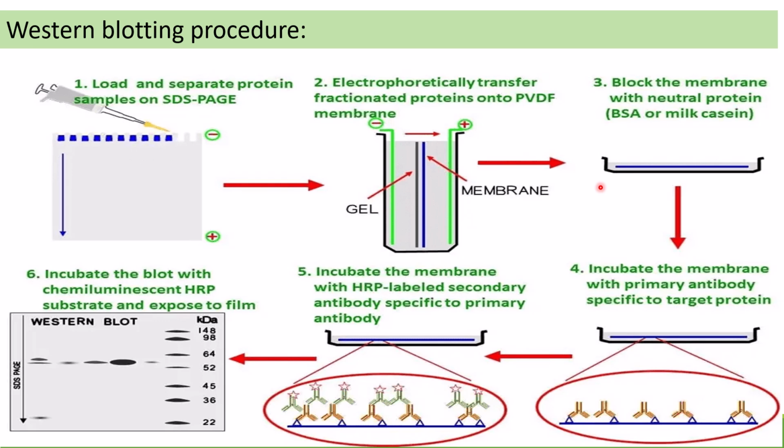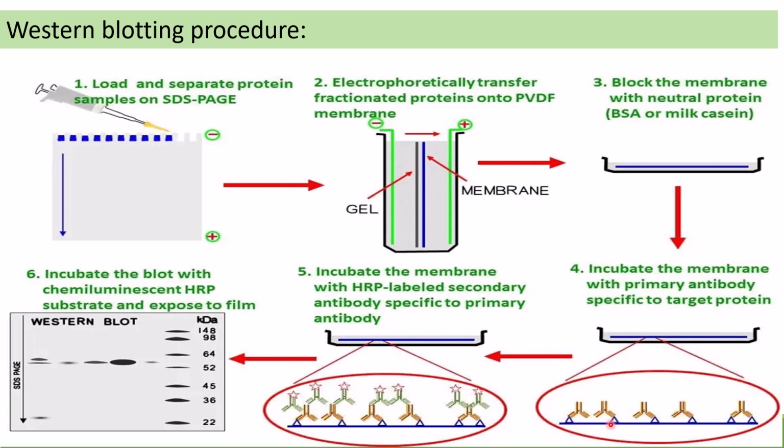Another step is to incubate the membrane with the primary antibody. Overnight incubation is recommended. Overnight incubation allows the surface to bind with the specific primary antibody. For that particular target protein there will be a specific primary antibody, and that antibody will bind. Another step is to incubate the membrane with HRP labeled secondary antibody, which is specific to the primary.